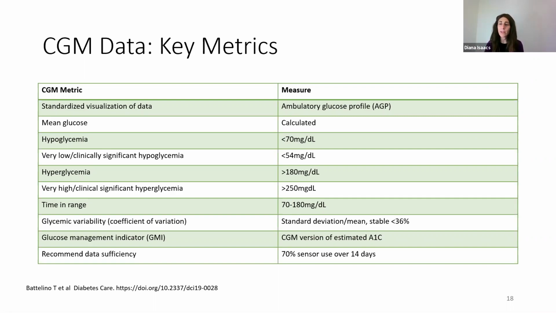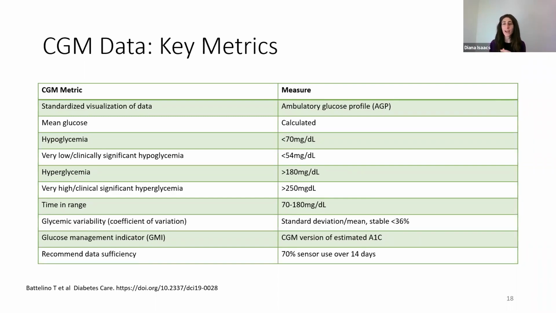The glycemic variability is a key one, and that is essentially the standard deviation divided by the mean. And the target is to be less than 36%. Some would prefer it to be even under 33%. But what this means is that there's not a ton of variability between the high and low glucose levels, that it's more of a flatter type of curve.